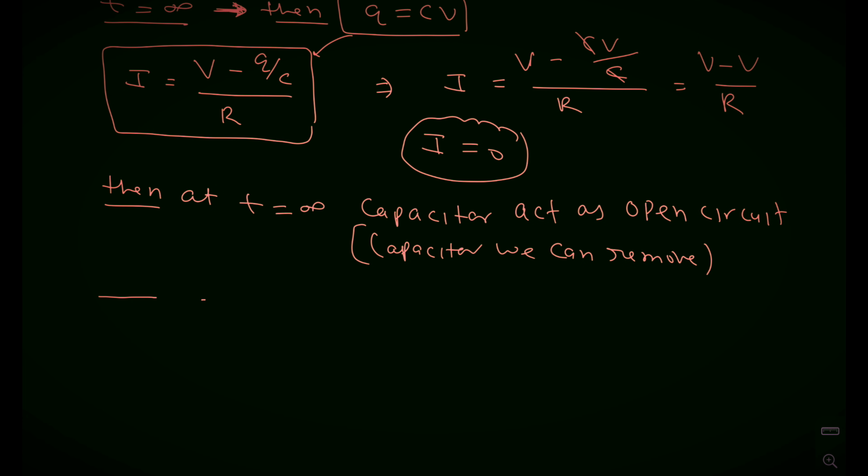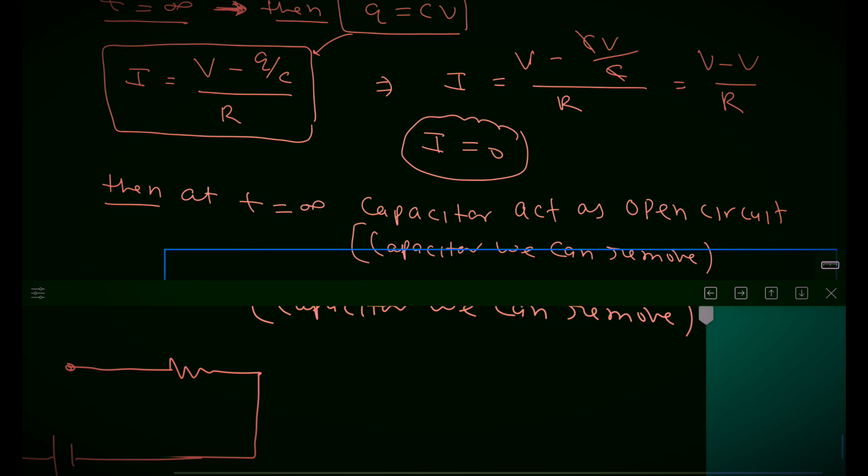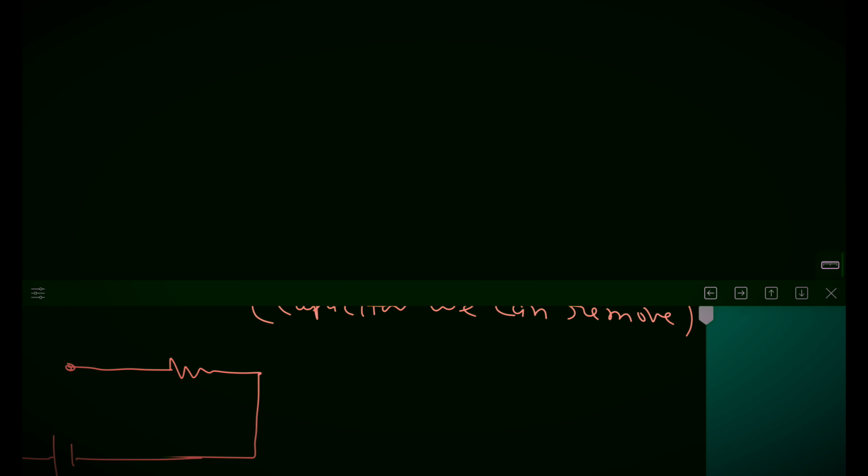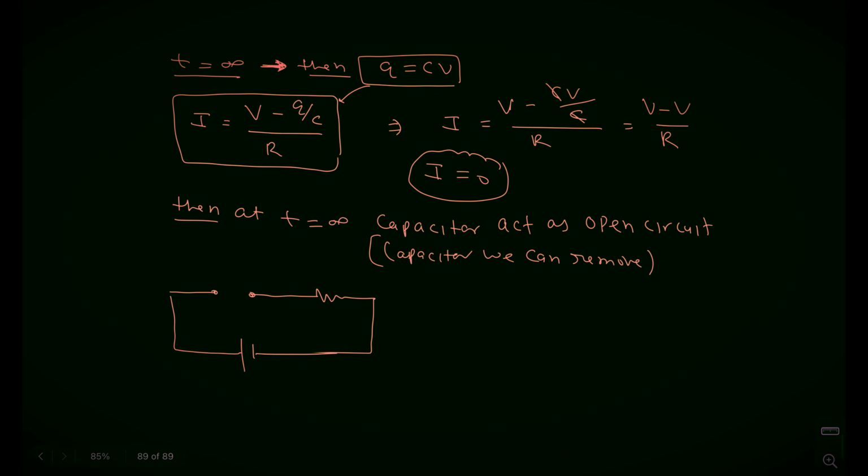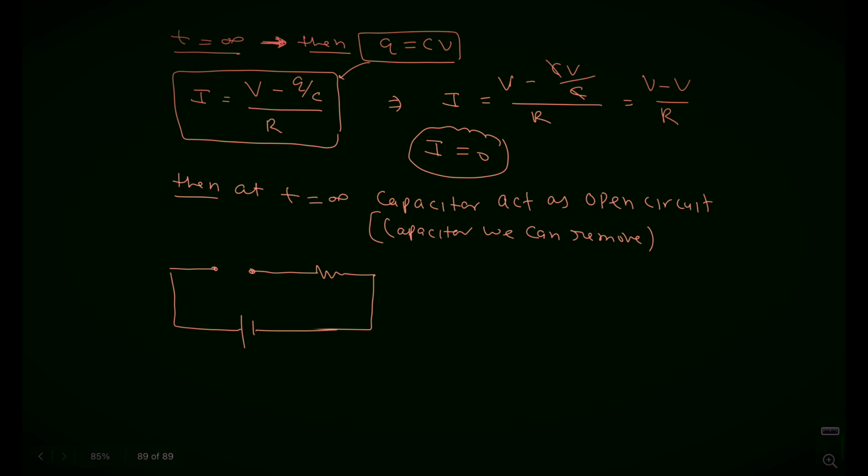Then the circuit becomes like this. This is the battery. At this point I am removing the capacitor. Now what does this circuit become? Open circuit. Open circuit means current is 0. No current will flow. Then at t equal to infinite, the capacitor behaves like an open circuit.